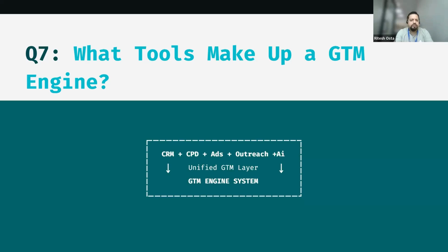Okay, so this is what typically a stack looks like. There is a CRM, CDP. Sorry, it's not CPD, it's CDP. Then there is the ad layer, then there is an outreach layer, and then there is the AI and the agentic solution workflow layer, right? So there are different layers that need to be done, and the whole GTM engine system will work as a unified GTM layer, right? So easier said than done, but you got to start. If you're not going to start right now, you'll have to start tomorrow. So better you start today.